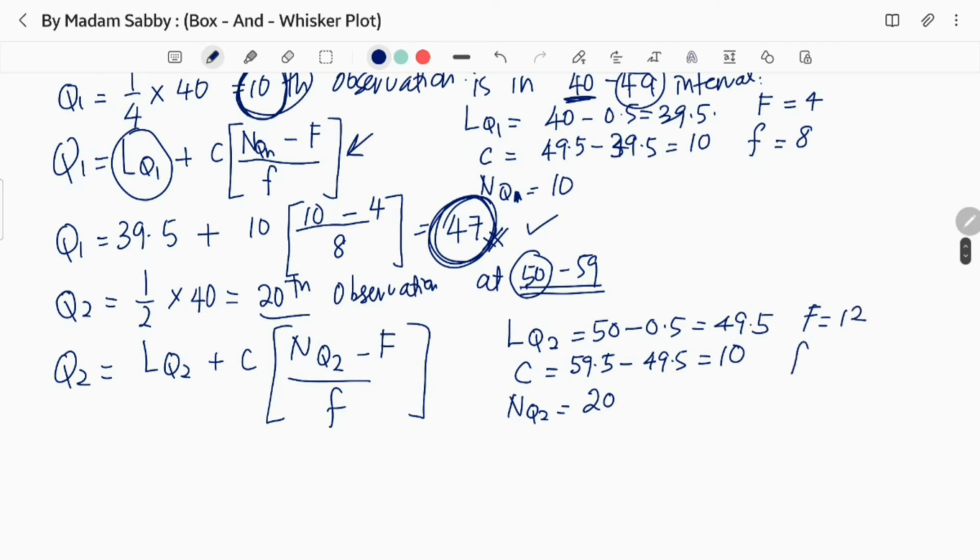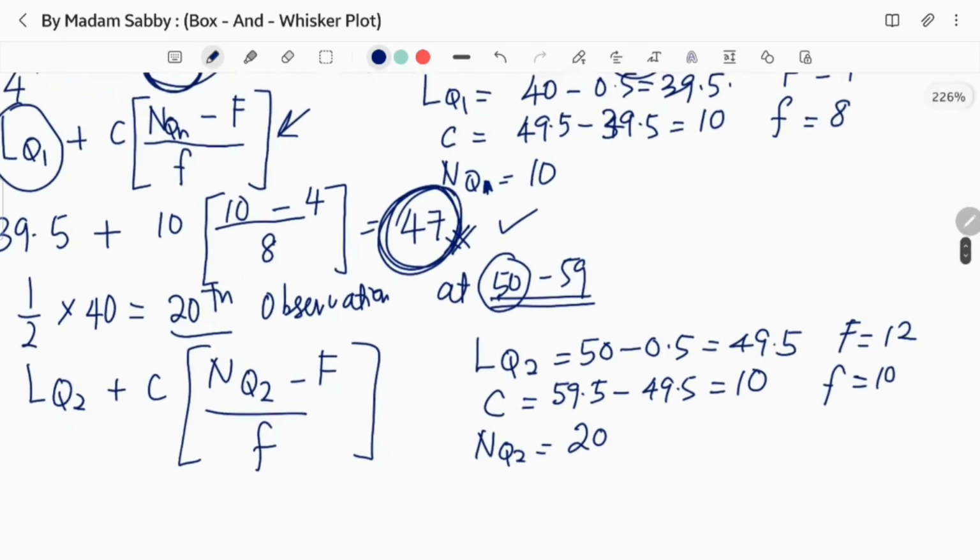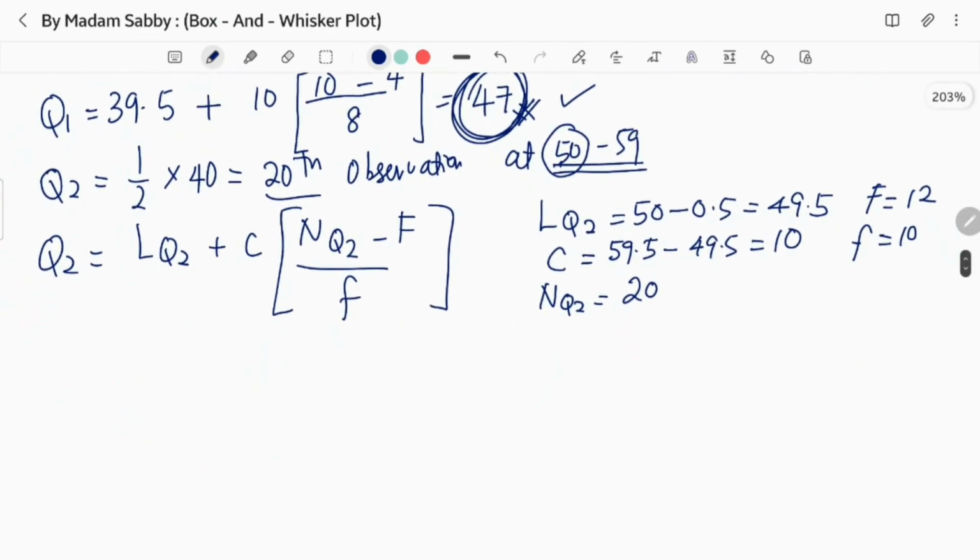And f is the frequency of your median class. So for 50 to 59, the frequency is 10. Now we already have all the information. Please proceed with the calculation. So substitute into the formula. The lower boundary is 49.5 plus 10, in the square bracket, we have 20 minus 12 over 10.